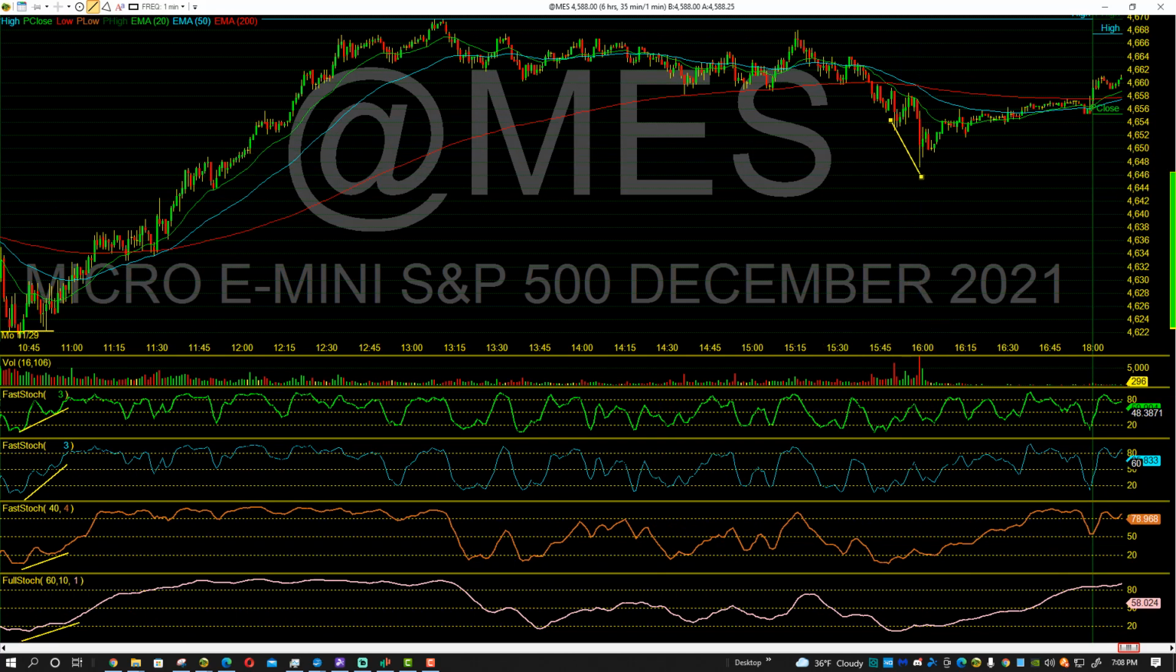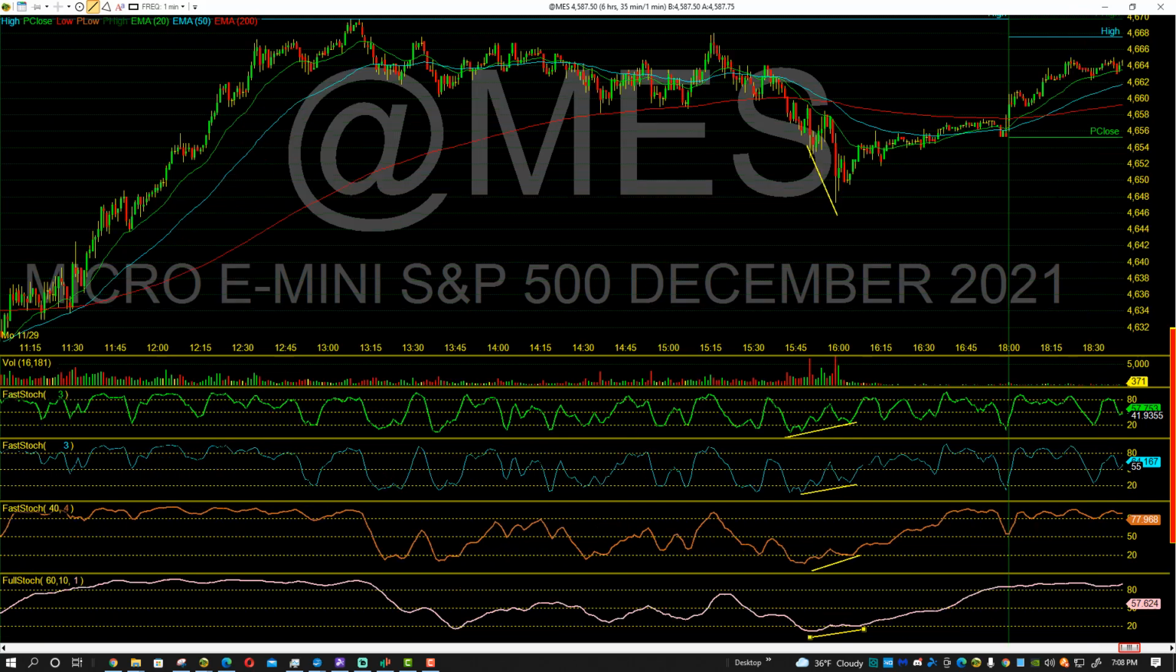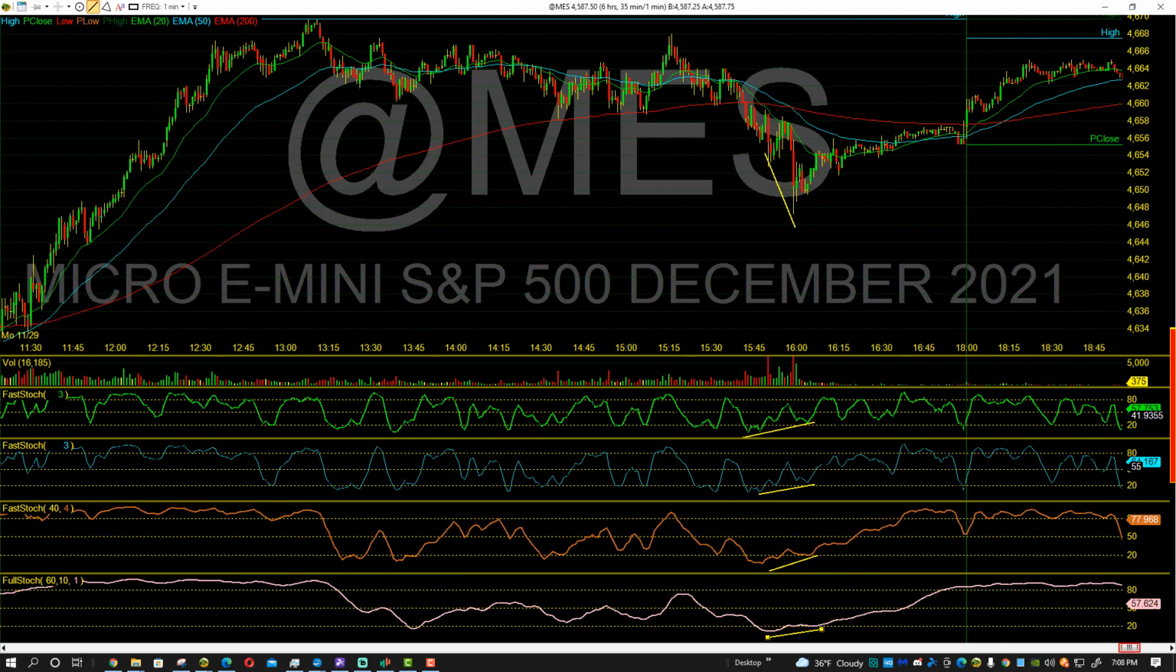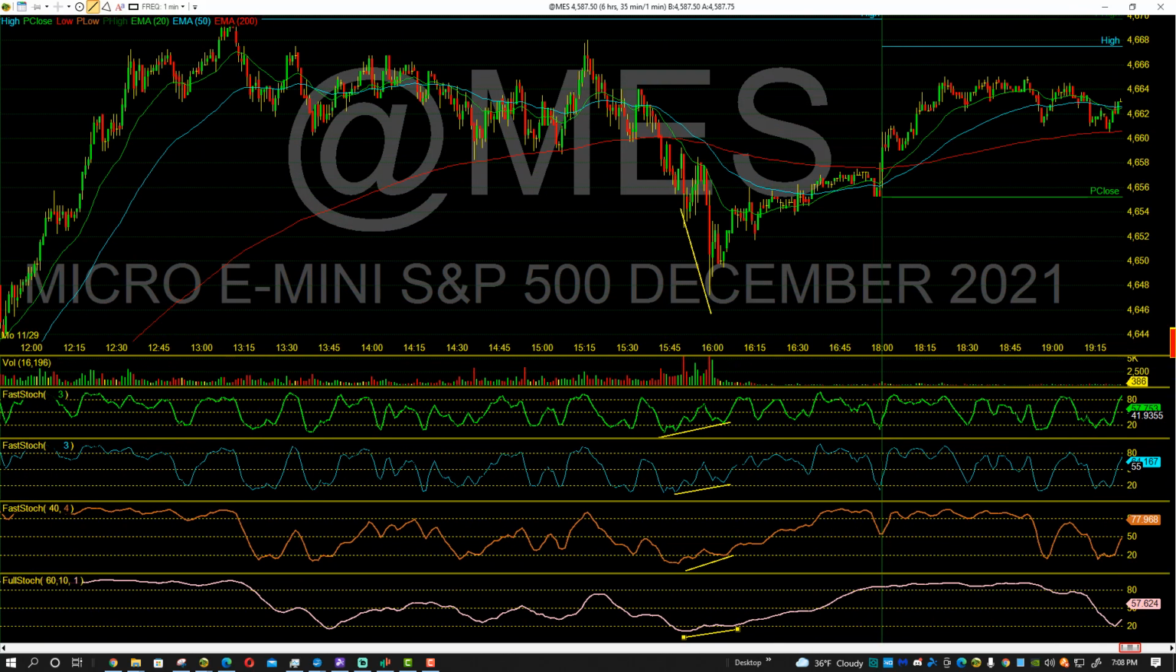Boom, a little drop here. You can see the stochastics hold way up above the 20 on the 9.3, 14.3, the 44, and the 60. Another 5-minute divergence, and a nice pop here going into the close. That was Monday. That was a nice close at the end of the day, Monday.